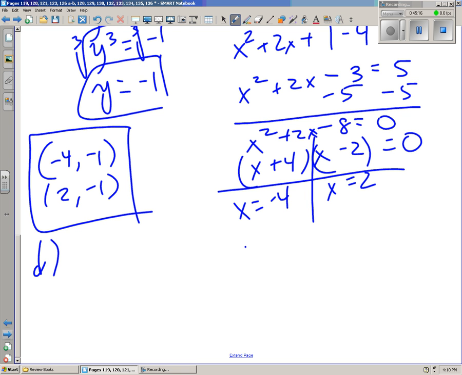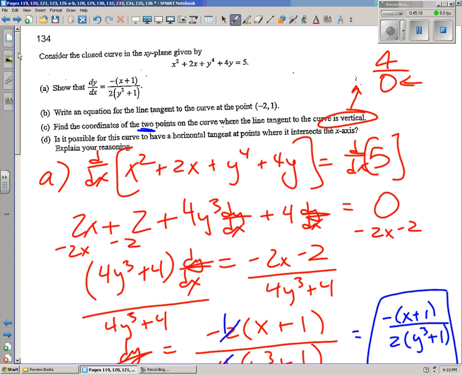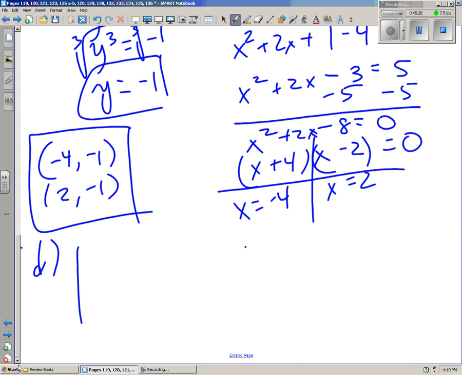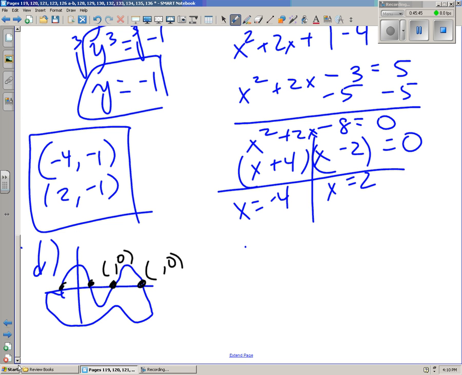Then part D says, is it possible for the curve to have a horizontal tangent at points where it intersects the x-axis? Okay, if I had any curve, this is not necessarily the curve, but here's a curve. Intersecting the x-axis, well, what does that mean? It means very simply that if you looked at all these points, the thing they have in common is that their y-coordinate is 0. So they're basically telling us y is equal to 0.